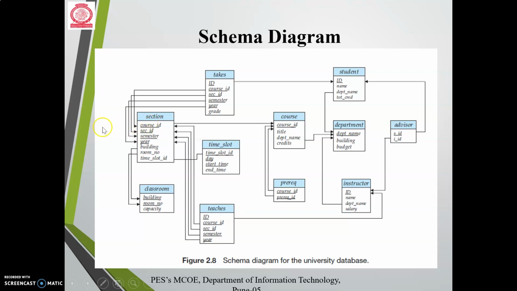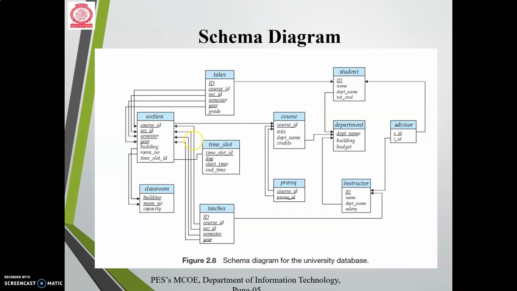In the section table, section is our weak entity set which strongly depends on course entity set. So we are referring course ID from the course table. So course ID, the primary key of course table, is referred in the section table as a foreign key. And course ID, sec ID, semester, year, whole will act as a primary key for the section table.